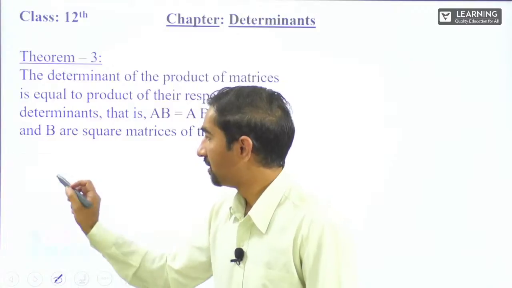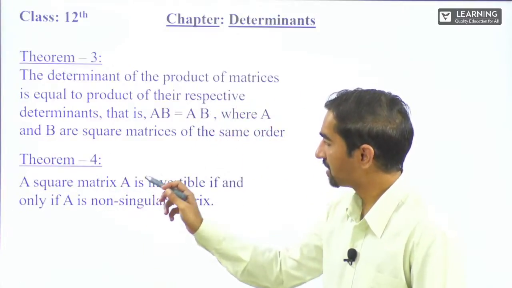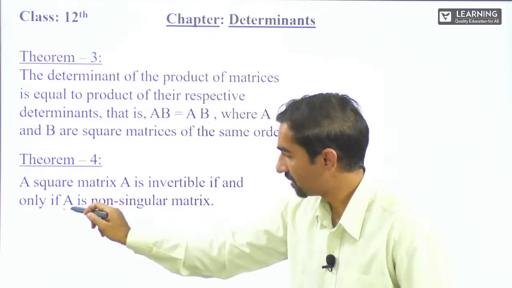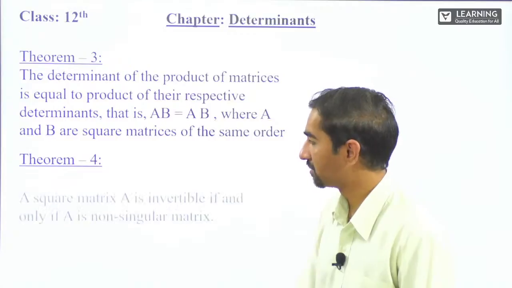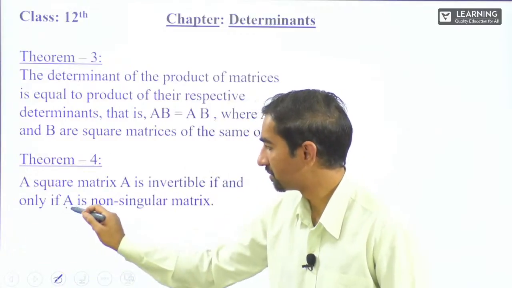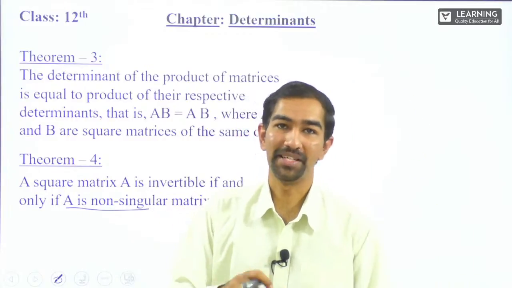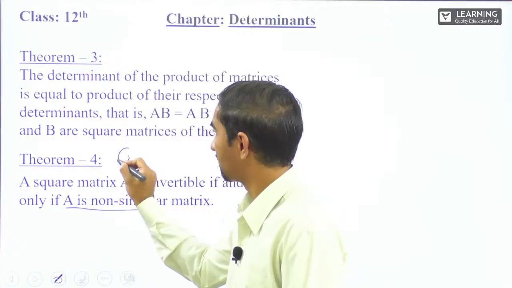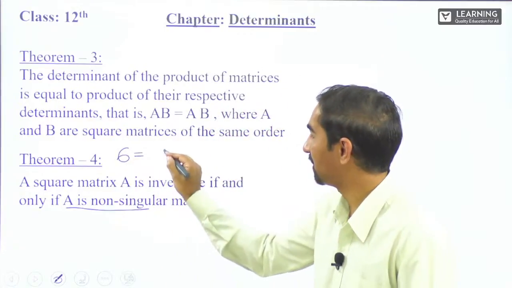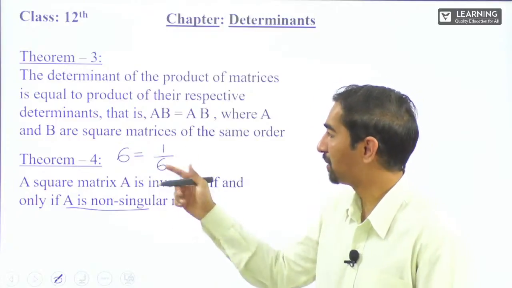Okay. Next, theorem number 4. A square matrix A is invertible if and only if A is non-singular. If and only if A is non-singular. So invertible means what, students? So for example, now see this. We have 6, right? What is the inverse of 6? Inverse of 6 is nothing but 1 by 6. Correct? Inverse of 6 is nothing but 1 by 6.